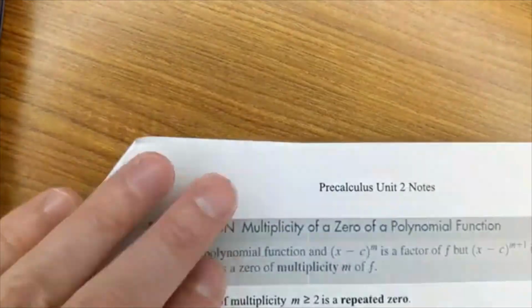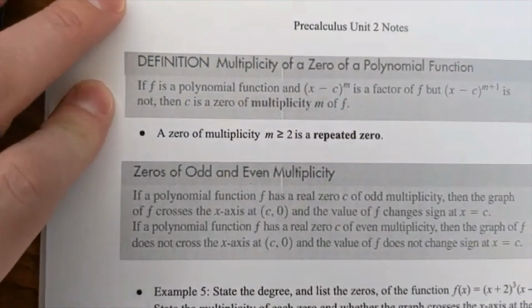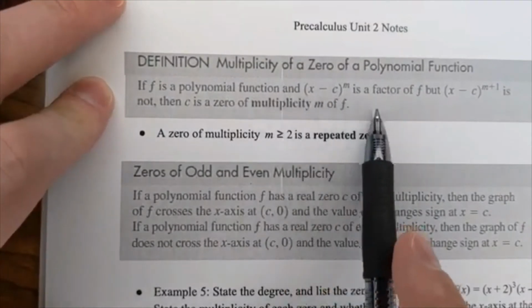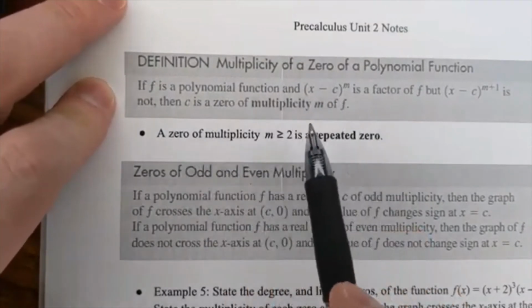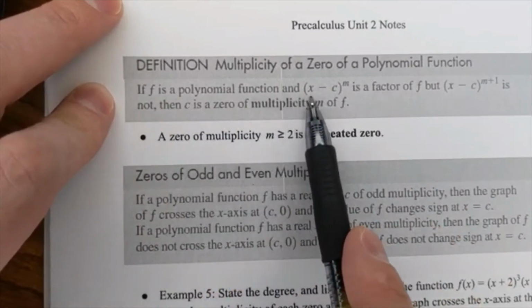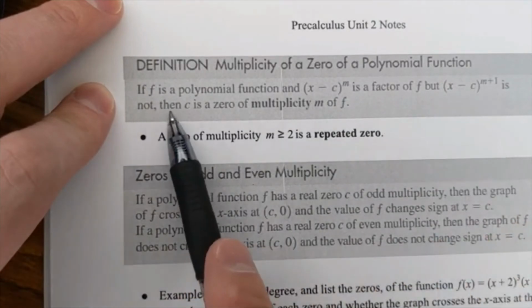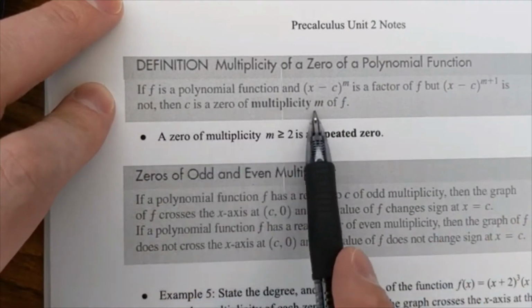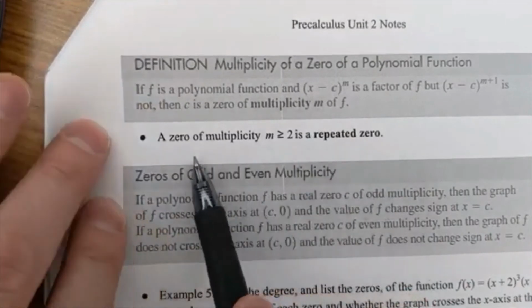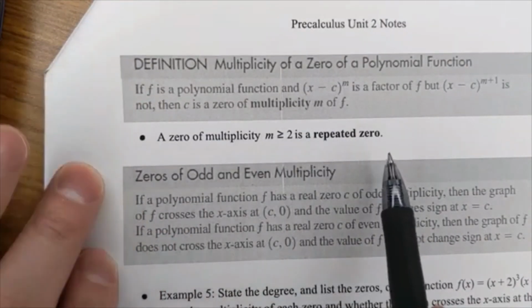So what I used there was called the multiplicity of a 0. Oh, sorry. Oops, not multiplicity. Multiplicity is how many times the zeros appear. That was the zero product property. So if f is a polynomial and x minus c to the m is a factor of f, but x minus c to the m plus 1 is not, then c is a zero of multiplicity m. So a zero of multiplicity m greater than 1 is a repeated zero. So that means you have the same solution more than once.